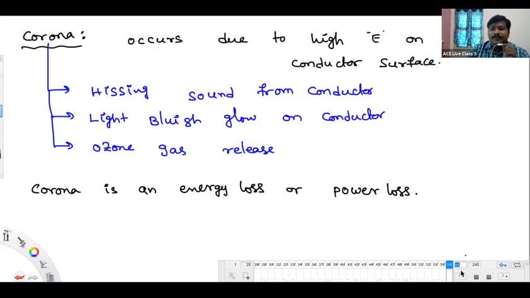Okay, let's continue. One disadvantage of corona, as you are saying, is that it is an energy loss, or power loss. And one more thing, this corona is going to create a sort of radio interference on the communication systems, particularly wireless communication systems. Because of this corona discharge, a high frequency discharge, it may distort the wireless communication signals, and that causes some sort of disturbance in the communication signal, which we call radio interference, right? So I'll write here: corona causes radio interference.